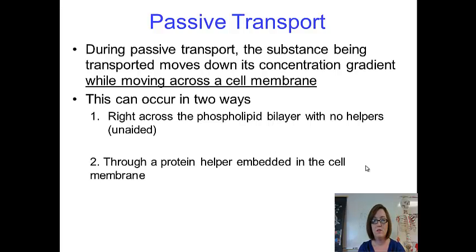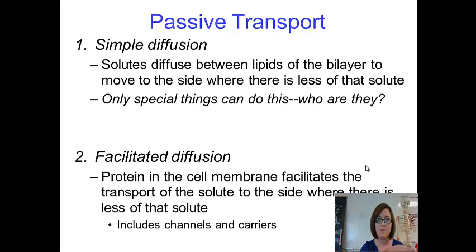So what does this have to do with passive transport? Well, during passive transport, the substance being transported moves down its concentration gradient while moving across a cell membrane. And this can occur in two ways. This can occur right across the phospholipid bilayer, where you don't have anything helping the process along, or things can move across the cell membrane by going through a protein that's embedded in the cell membrane. So the names for these processes are simple diffusion and facilitated diffusion, respectively.